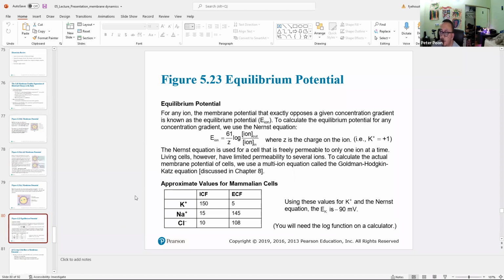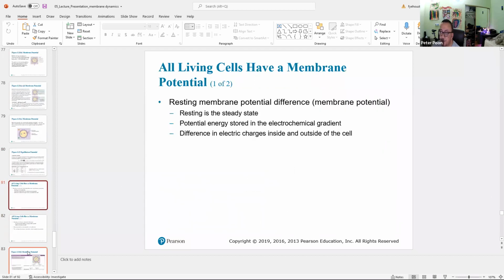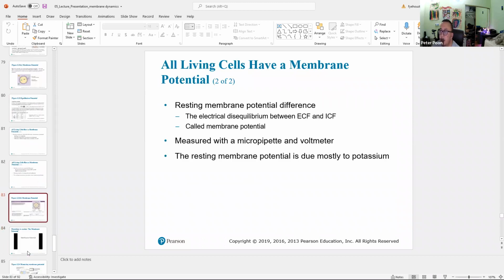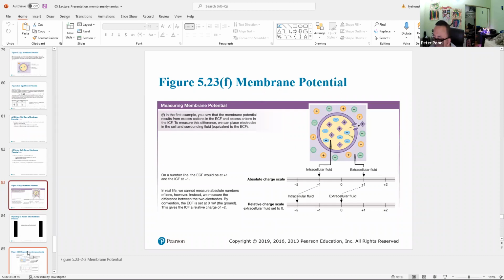So this is the membrane potential. You don't have to worry about the Nernst equation, but you do have to know what these are. So the two biggest ones really are the sodium and potassium channels, causing the difference in equilibrium potential. You can set this as 0, and you can see where the intercellular fluid is.